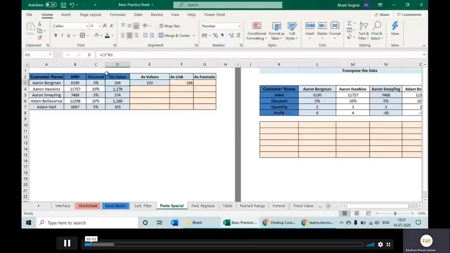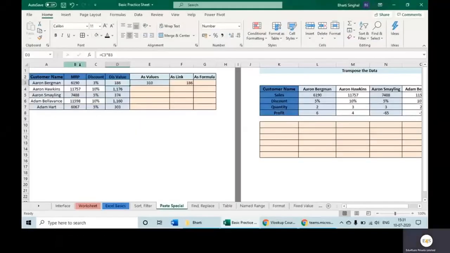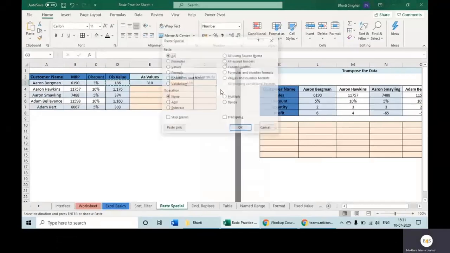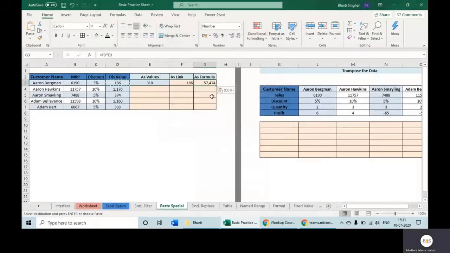The cell has a formula where we have multiplied B and C of row number 3, this into this. When we copy it, we come here, we go to paste special and we do as formula and we say okay. What is happening? So the formula has been copied, and what is the formula? The multiplication of previous two cells.